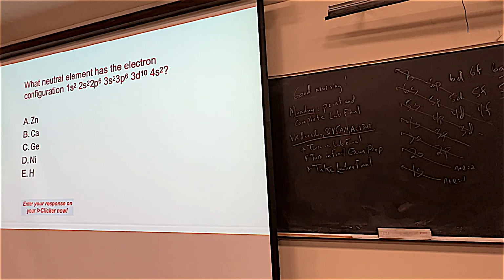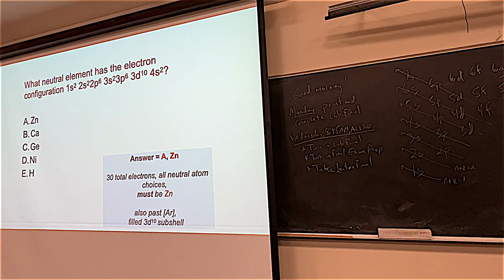There are a couple of different ways to do this, but probably the easiest way is just to add up all of those superscripts. Because it's neutral, the number of electrons you count will equal the atomic number, the blue number on the periodic table. 2 plus 2 plus 6 is 10, plus 8 more is 18, 28, plus 2 would be 30. If you look on the periodic table, that's zinc. So this is the electron configuration for zinc.